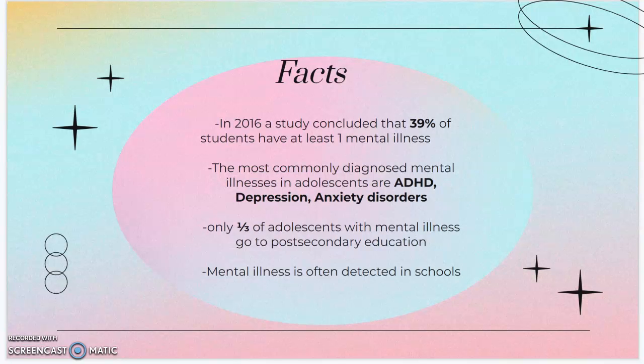Here are some facts. In 2016, a study concluded that 39% of students have at least one mental illness. The most commonly diagnosed mental illnesses in adolescents are ADHD, depression, anxiety disorders, and only 1/3 of adolescents with mental illness go to post-secondary education. Mental illness is often detected in schools, especially for kids that might not have the support system at home. And as teachers, we spend so much time with these kids that it is good to use that to pay attention to these things.